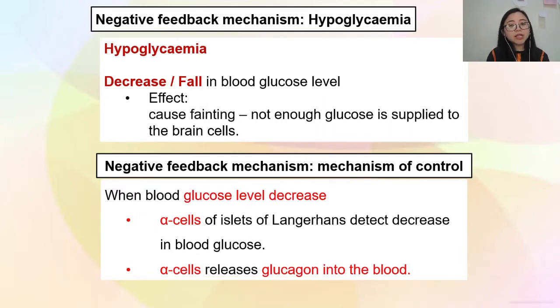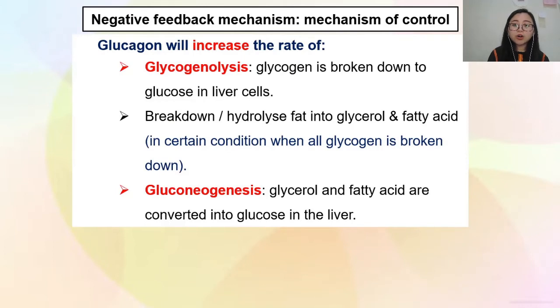When blood glucose level decreases, alpha cells of islets of Langerhans detect the decrease in blood glucose. The alpha cells will release glucagon into the blood. Glucagon will increase the rate of glycogenolysis, which is when glycogen is broken down to glucose in liver cells. It increases the rate of breaking down or hydrolyzing fat into glycerol and fatty acids.